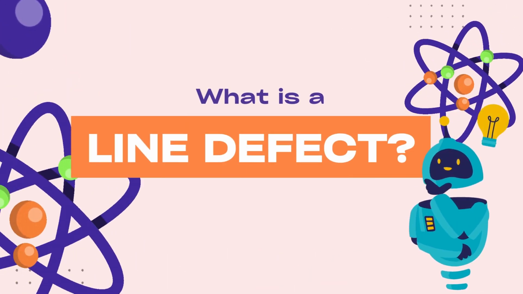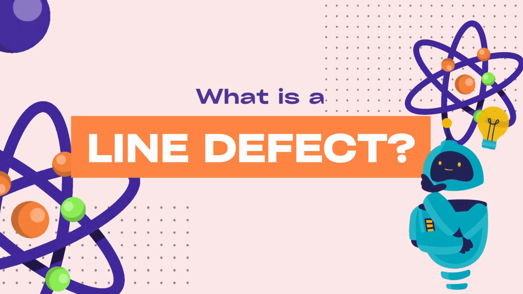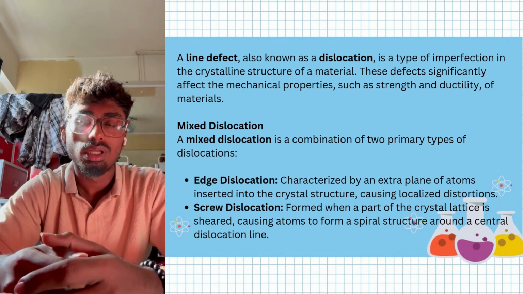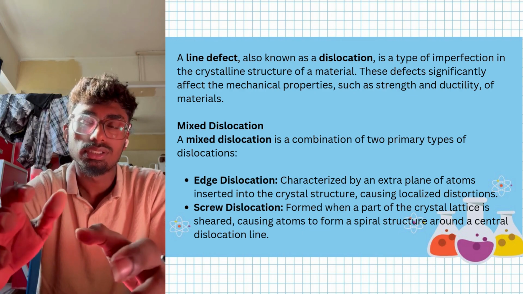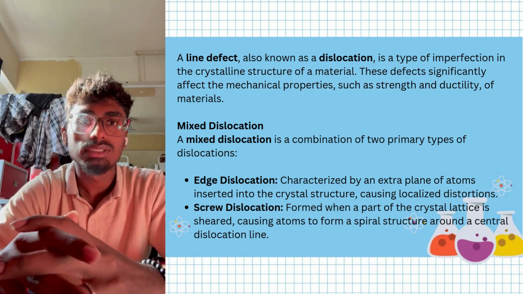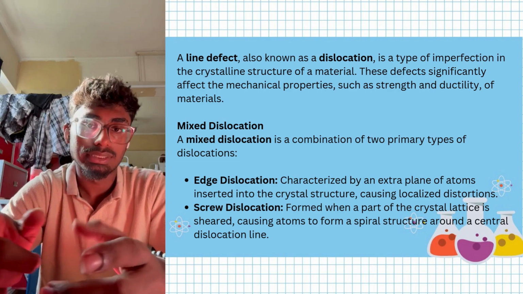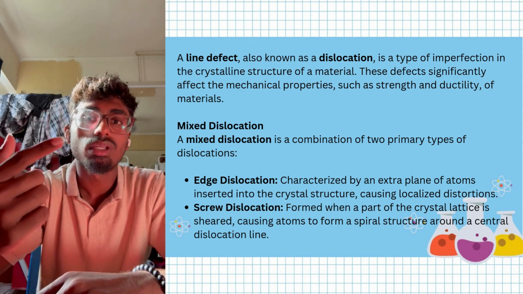So let's move on to what a line defect is. A line defect, or dislocation, is a type of imperfection in the crystalline structure of a material. These defects significantly affect the mechanical properties, such as strength and ductility, of a material.